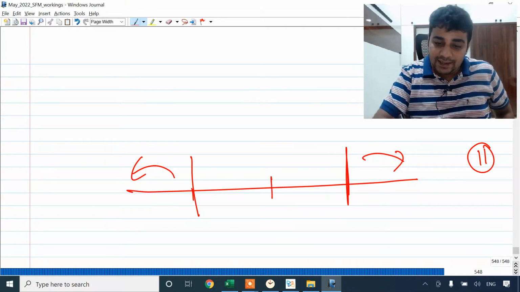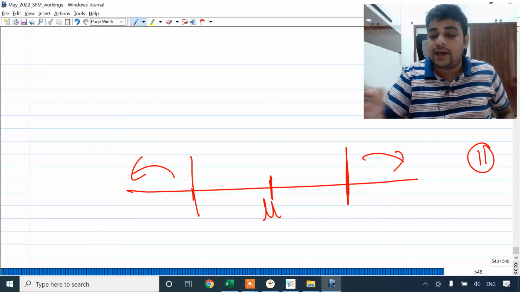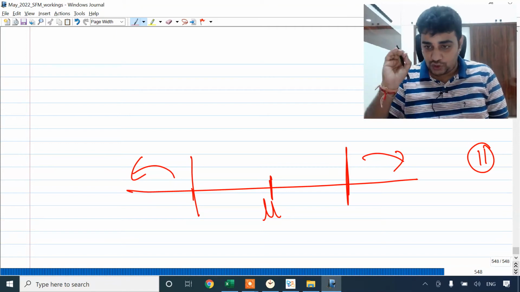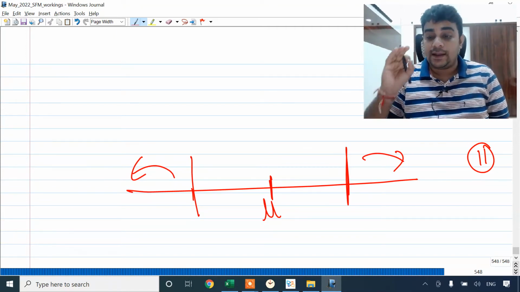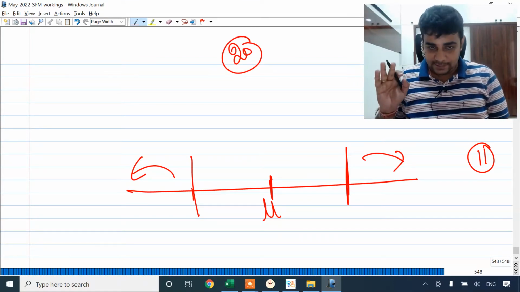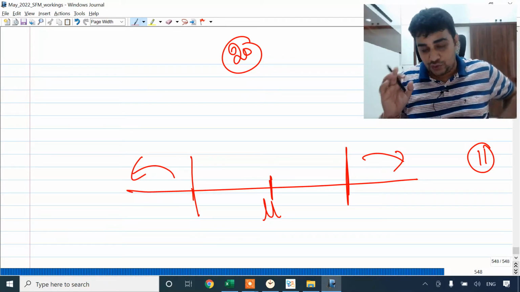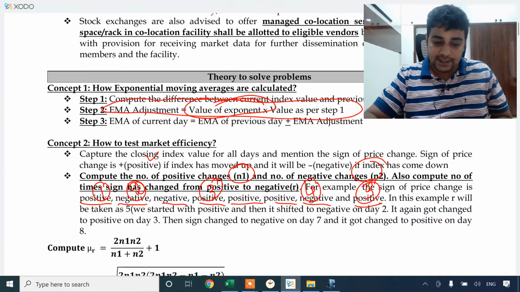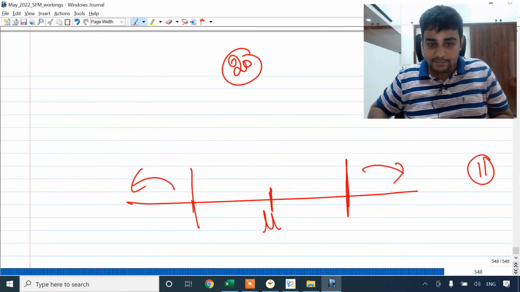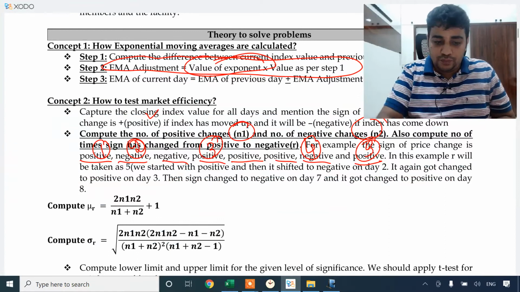So we calculate what is the average number of changes we are looking at. What should be the average number of runs? If they have given, let's assume 20 data points, what should be the average runs in this? How many positive and negative changes should happen? That average run is calculated as, you need to remember the formula, 2n1n2 by n1 plus n2, plus 1. For example, in my example, it would be 2 into 7 into 4 divided by 7 plus 4, plus 1.